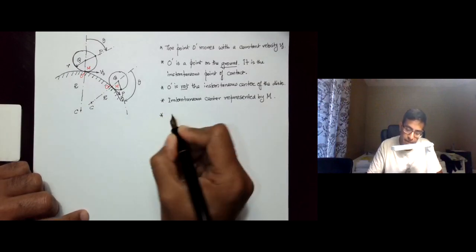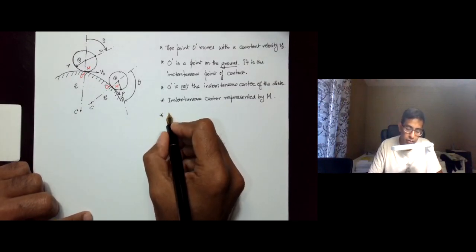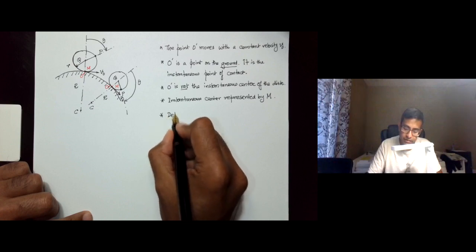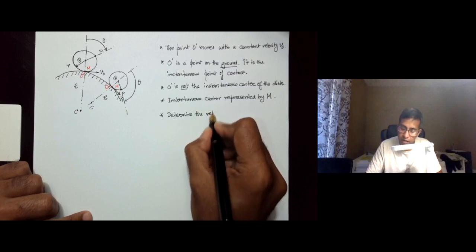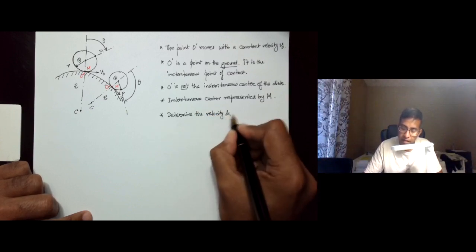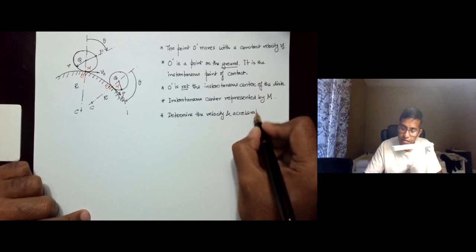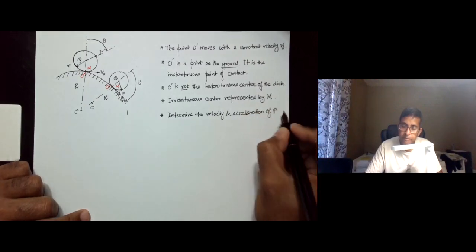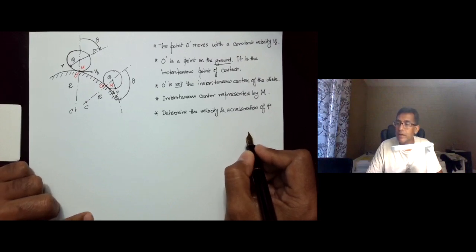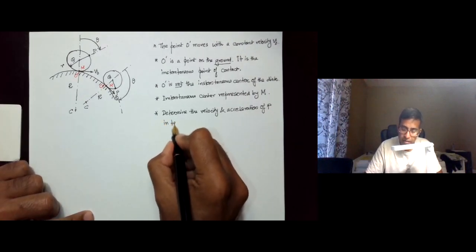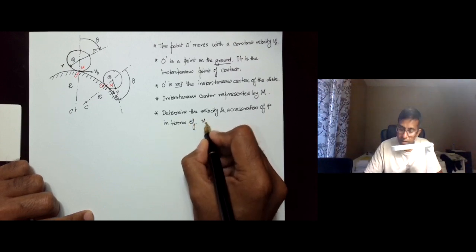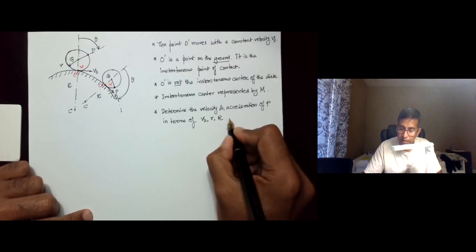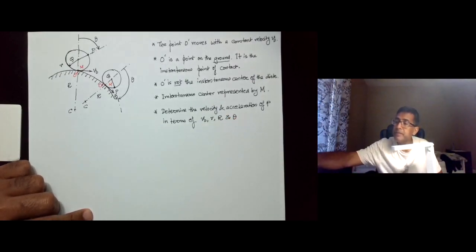Now let us write down what we want to find out. So determine the velocity and acceleration of P in terms of V naught, small r, capital R, and theta.